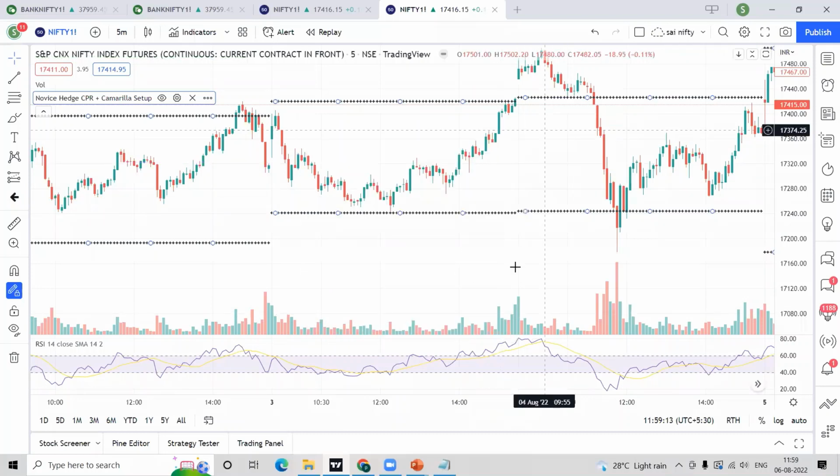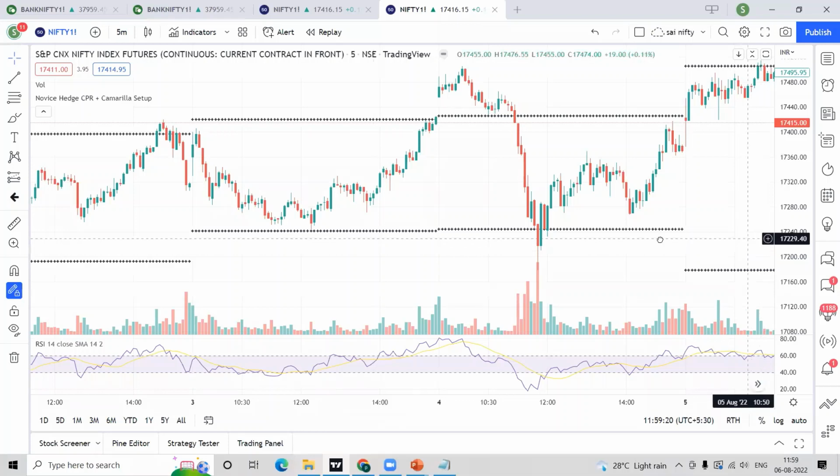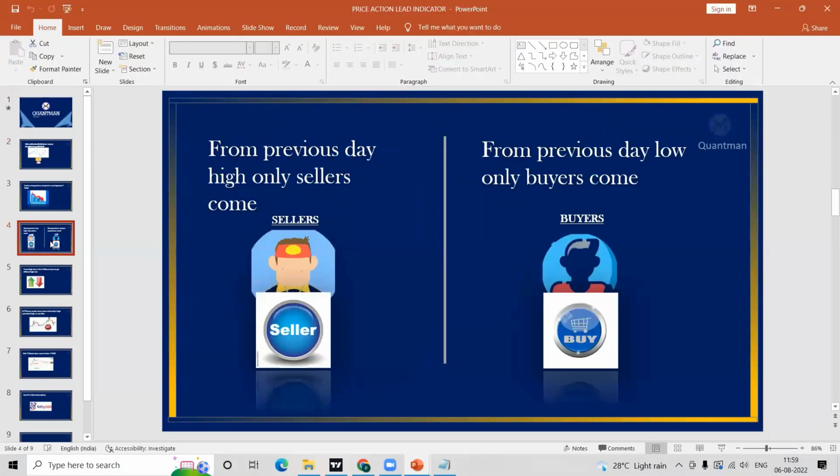These two lines are nothing but the previous day high and previous day low. Say for example, this is the Friday chart. If you click on the particular point, this is the previous day high. Can you see that? This is the previous day low, for yesterday. Why are previous day high and previous day low so important? I will come to the point.